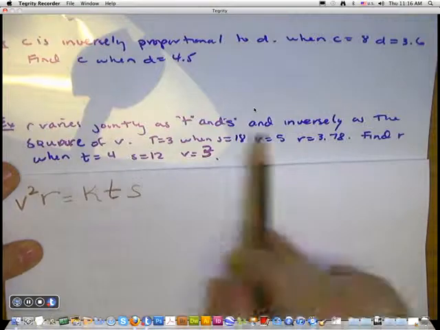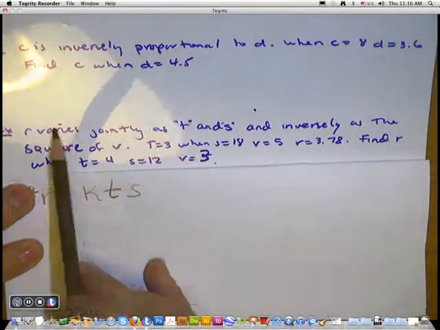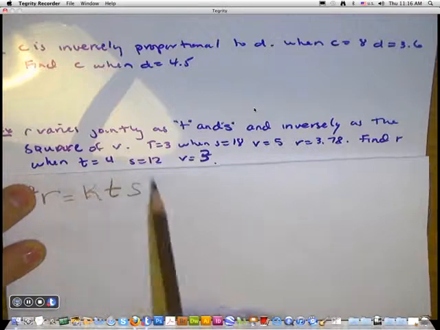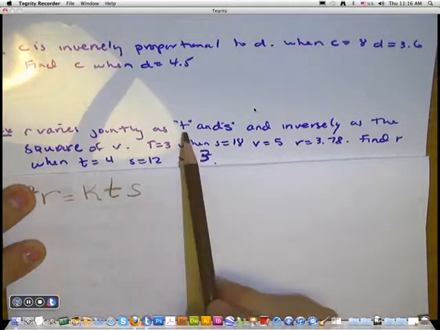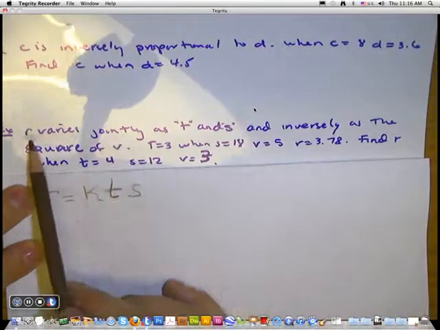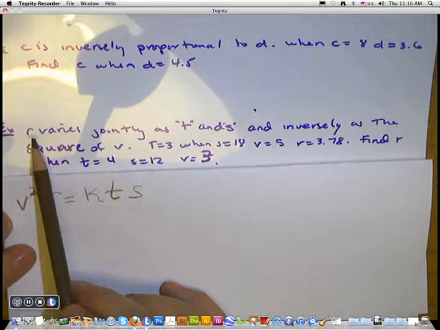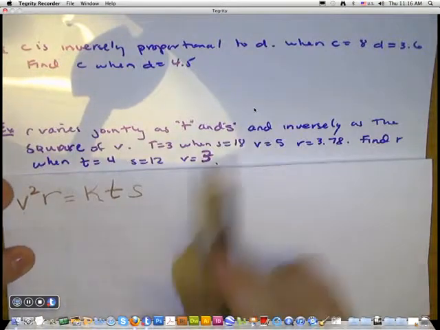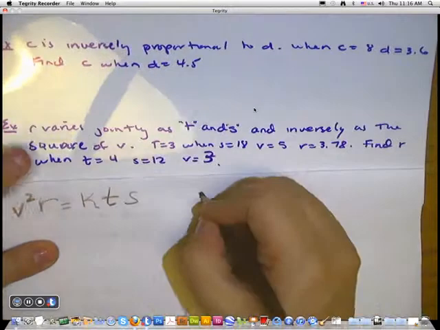I write my problem as I read it. So I first do varies jointly means I have the first equals K and then 2 more pieces. Those 2 pieces are T and S. Inversely tells me I'm going to be on the same side, square of V. Now I know all my pieces. I need to find K.